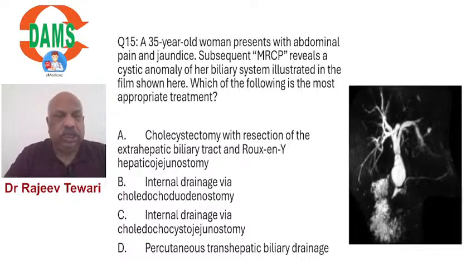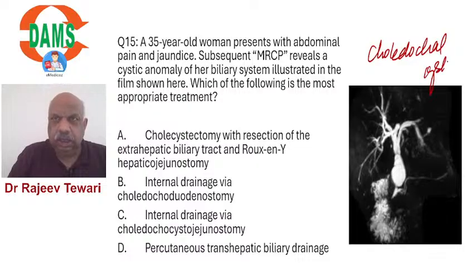So, cystic anomaly of bile duct. This image itself, they gave in an exam and asked what it is, and they asked questions based on this. So, I'm sure all of you can diagnose this condition. What is the diagnosis here? The diagnosis is choledochal cyst. Type 1, which is the most common type, 80%.